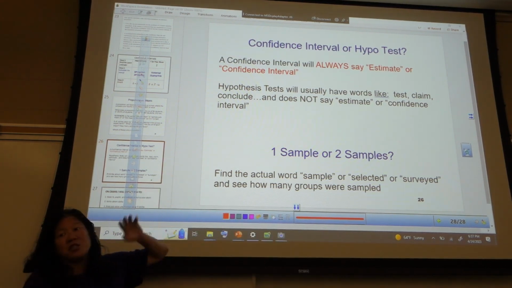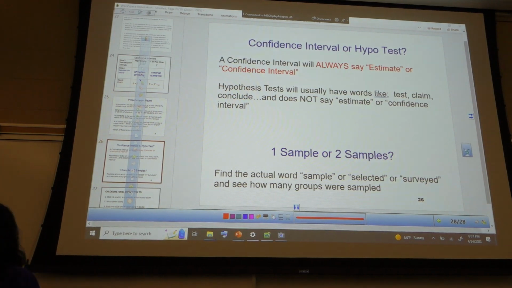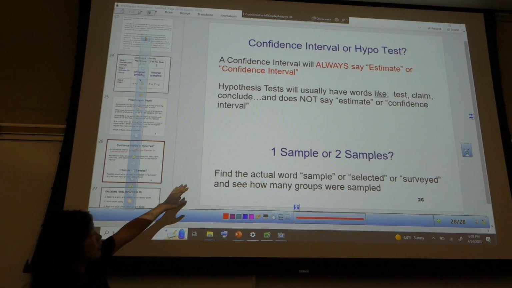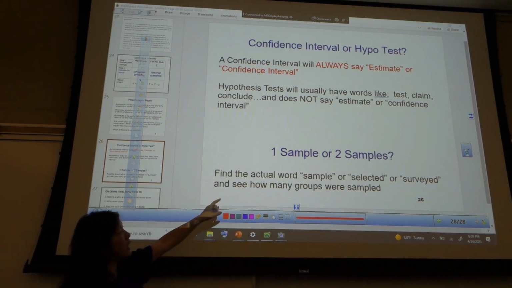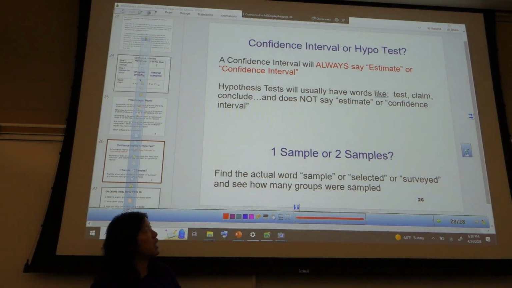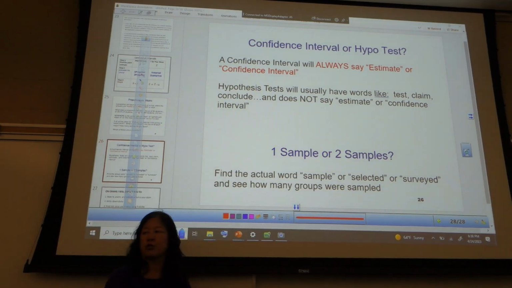And also hypotheses usually have phrases like test, claim, evidence, conclude, but not necessarily. Okay. One sample or two samples, again, it's not just you have two means. It actually says sample or selected or surveyed twice. There should be two groups that you surveyed.